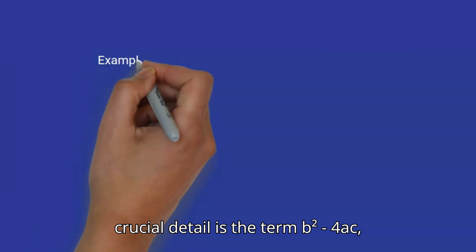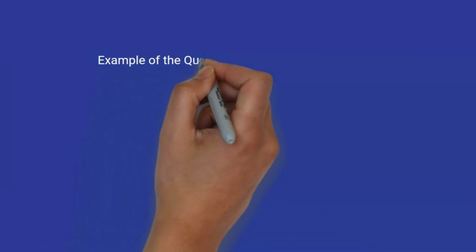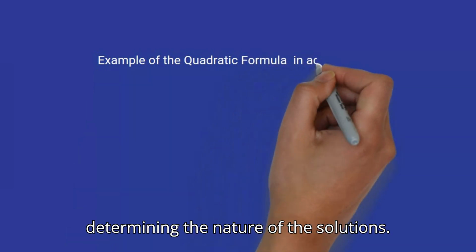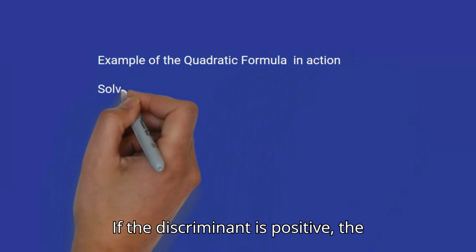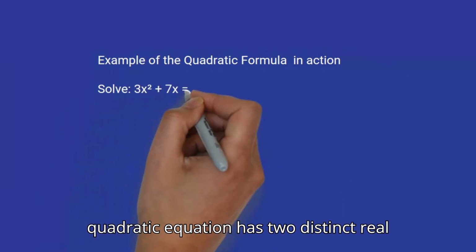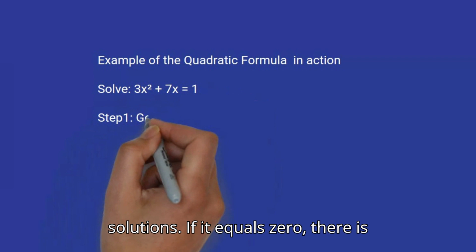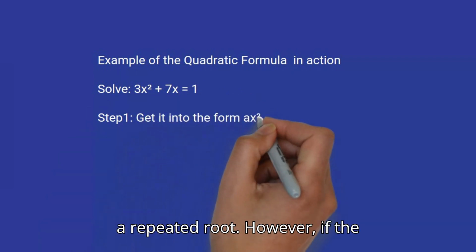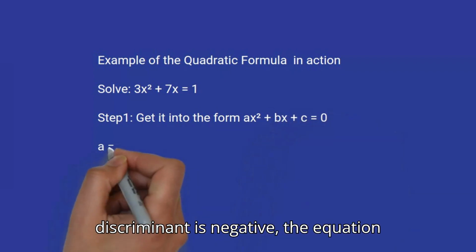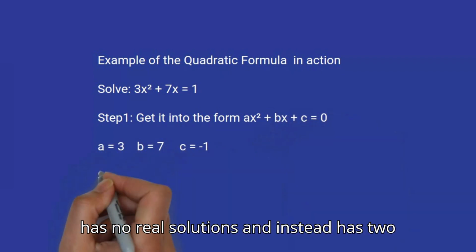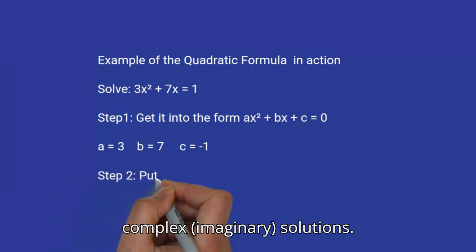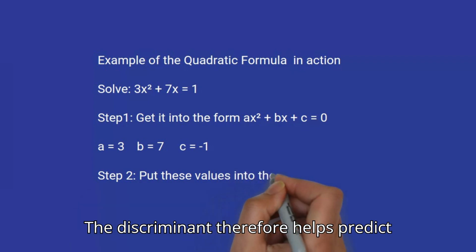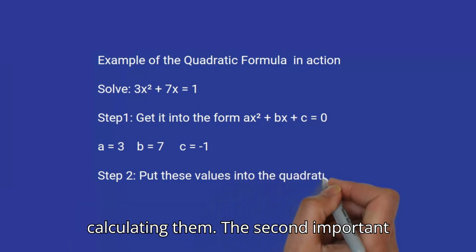The first crucial detail is the term b squared minus 4ac, known as the discriminant. The discriminant plays a key role in determining the nature of the solutions. If the discriminant is positive, the quadratic equation has two distinct real solutions. If it equals 0, there is exactly one real solution, also known as a repeated root. However, if the discriminant is negative, the equation has no real solutions and instead has two complex, imaginary, solutions. The discriminant, therefore, helps predict the type of solutions before even calculating them.